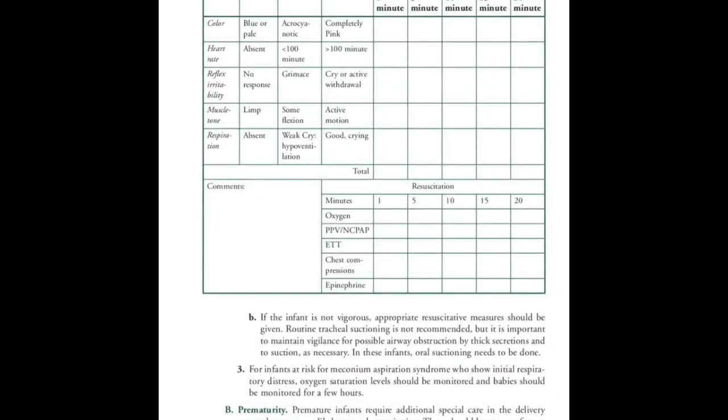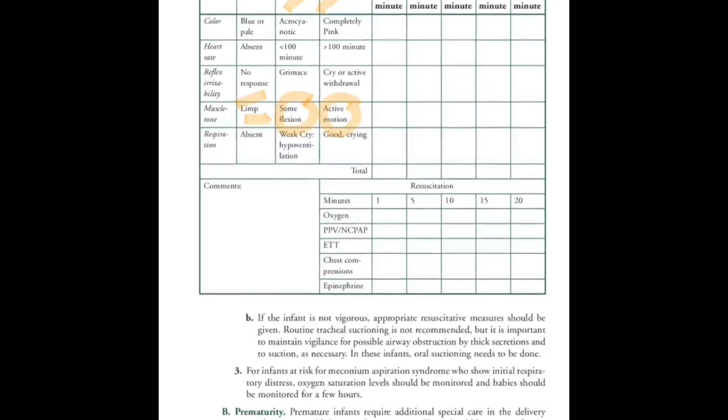Then comes A again, APGAR. A here is activity. If the child is actively moving, we give a score of 2. If the child shows some degree of flexion, then we give the score as 1. If the child is limp, there is no tone, no movement, then we give the score as 0.